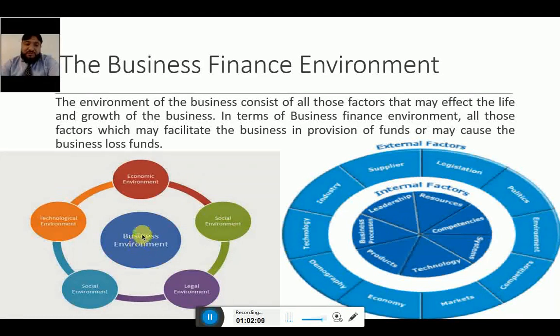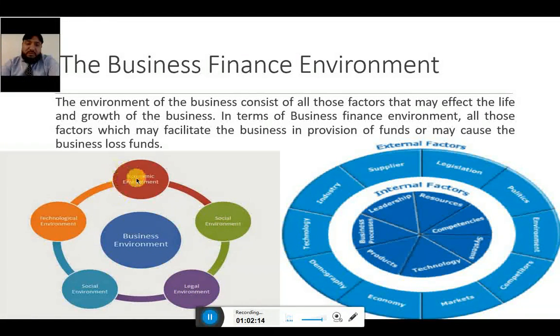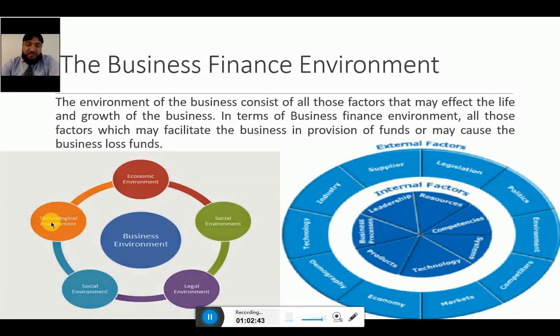Now a business could be in a legal environment, a social environment, an economic environment, or a technological environment. Legal environment means all the factors related to law and legal changes. Social environment, all the factors related to society, right? Then we have the economic environment, all the factors related to the economy in a country, and the technological environment, all the factors related to technology in a country, right? So these are basically the business finance environments.